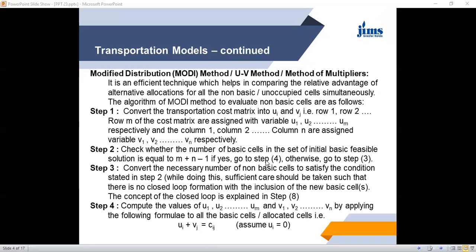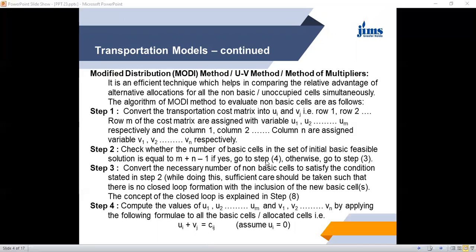So we see that the number of basic cells in the initial basic feasible solution must be equal to m plus n minus 1. If it is equal to m plus n minus 1, we go to step 4. Otherwise, we go to step 3. What is step 3? That in any case, we cannot proceed until the number of occupied cells is equal to m plus n minus 1.